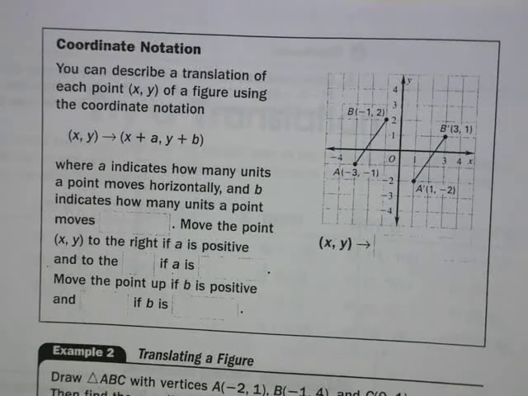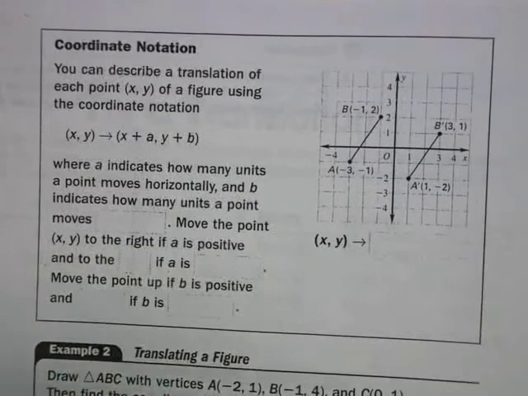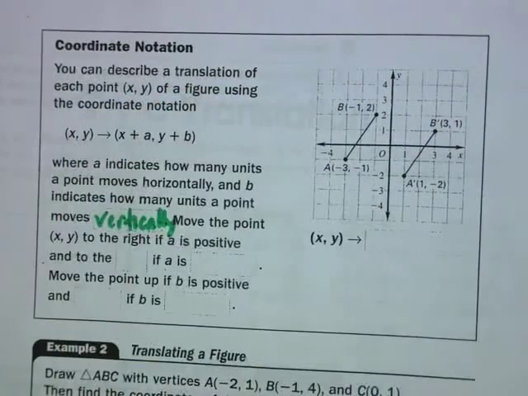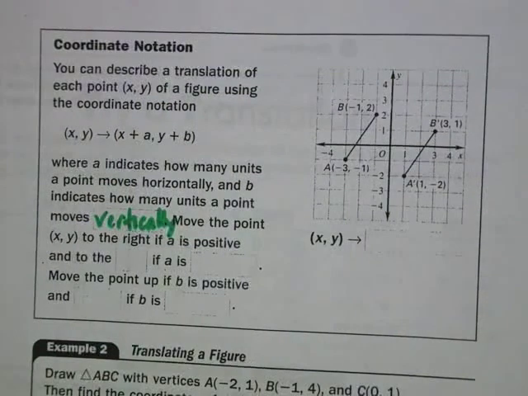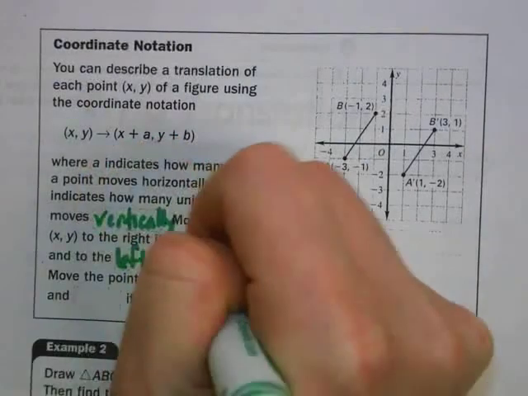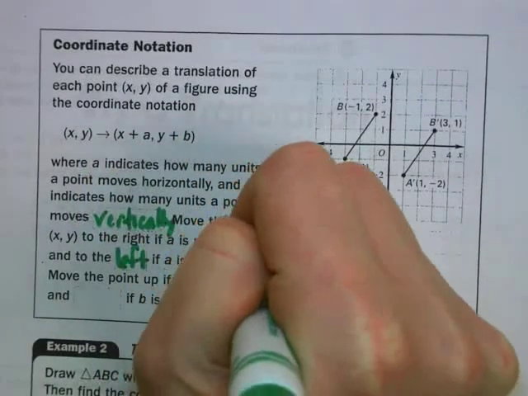It says A indicates how many units a point moves horizontally, and B indicates how many units a point moves vertically. Move the point x, y to the right if a is positive, and to the left if it is negative.